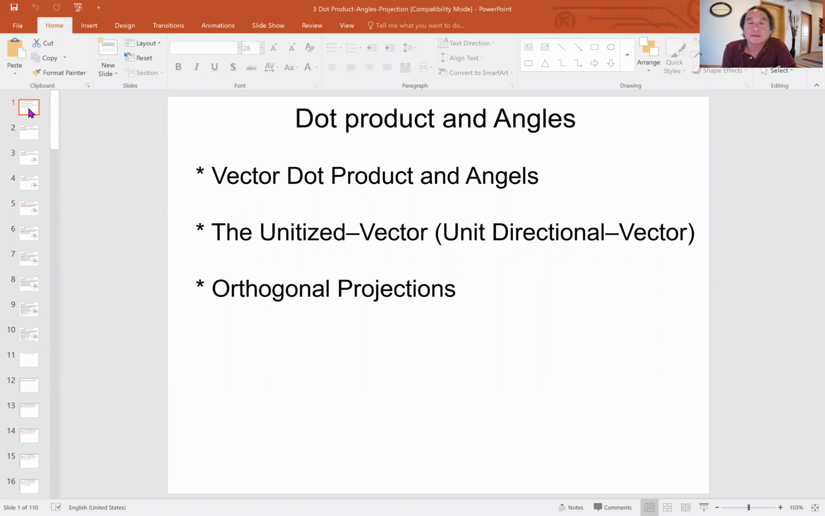Hello, everyone. This is Professor Ma, and this is the lecture on dot products and angles between vectors. These are the things we're going to talk about: dot products, angles, unitizing vectors, and orthogonal projections.